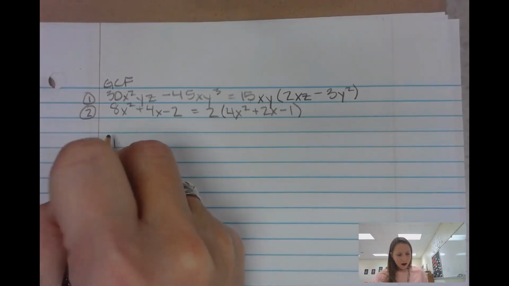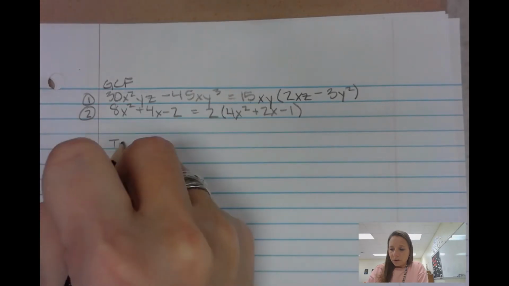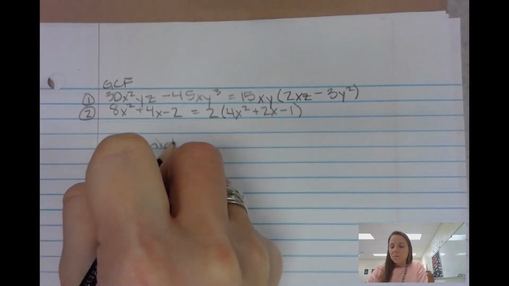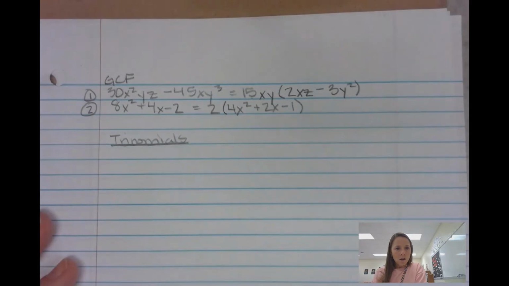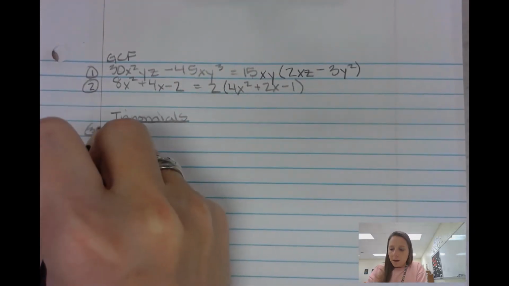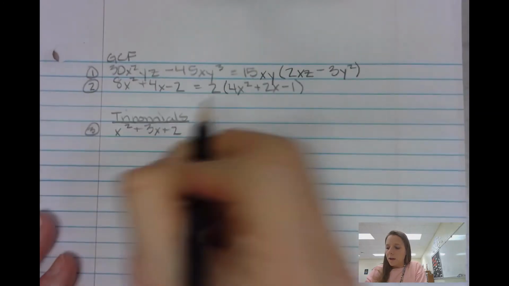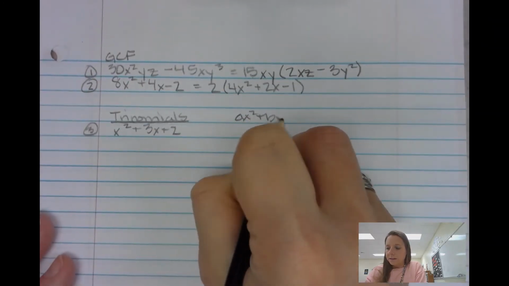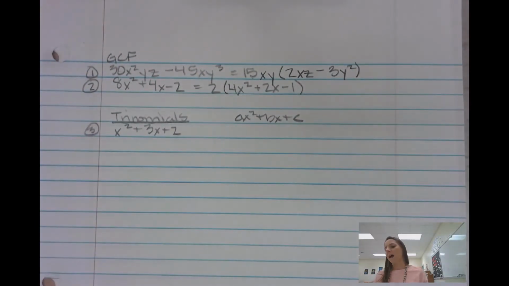As far as trinomials, these are the ones you need to be good at. These are the ones that you're going to see later on. You're going to see more in pre-cal. You're going to see more in calculus. They're the trinomials. So let's look at number 3. Now, this is the most basic. A trinomial is in the form ax squared plus bx plus c. You've seen this before when you talk about quadratics, in math 1, math 2.